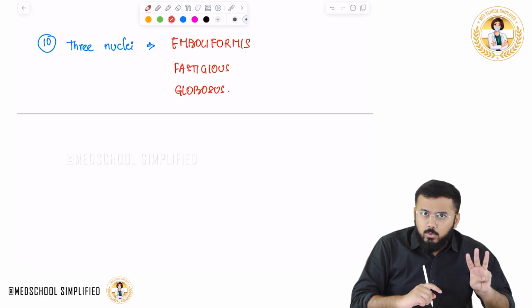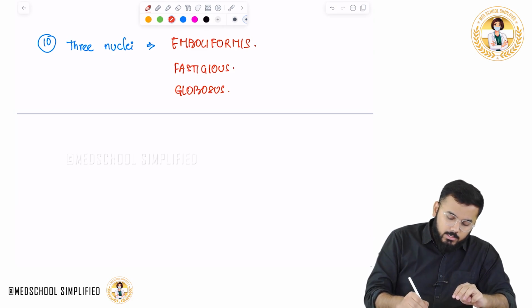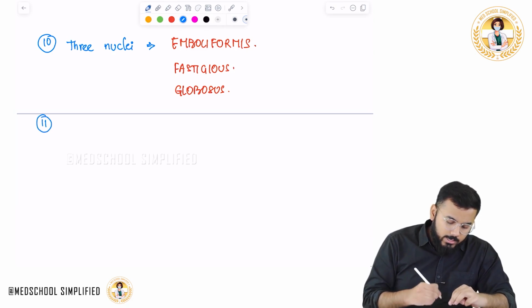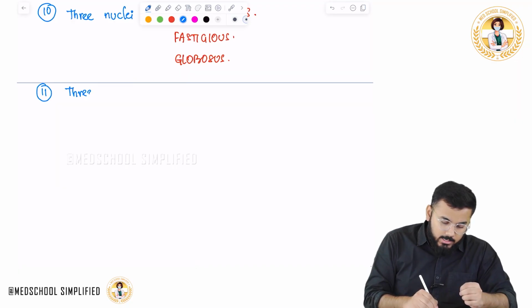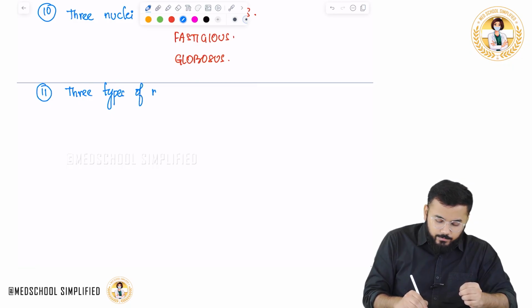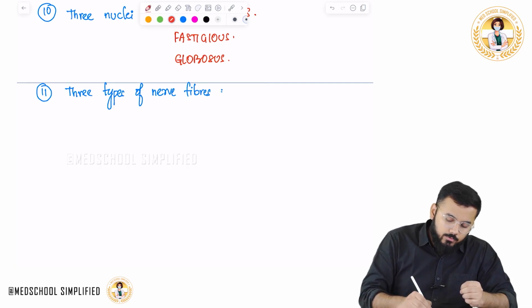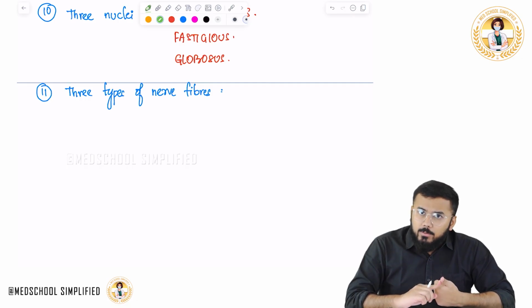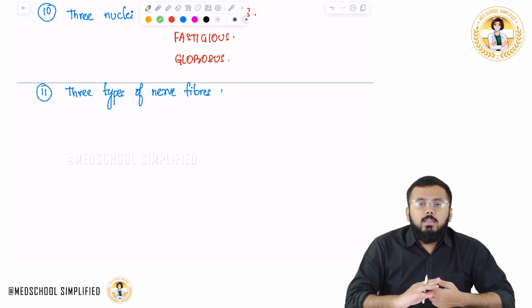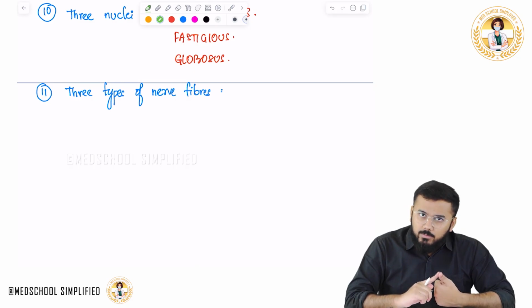There are basically only three different types of nerve fibers. Again, this thing which I am rounding up, I haven't discussed, I will discuss it. Okay. So what are the three types of nerve fibers? One is called commissural fibers. One is called association fibers.